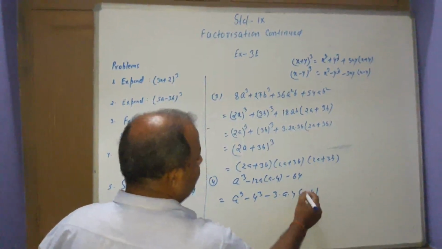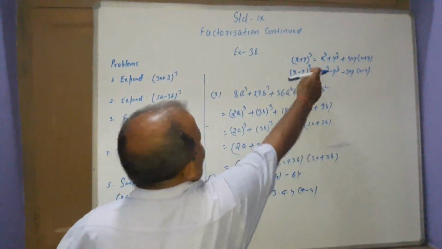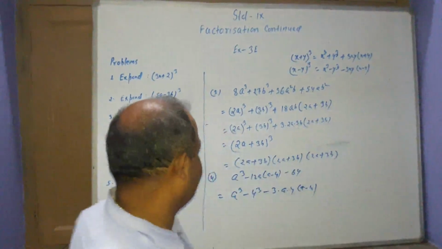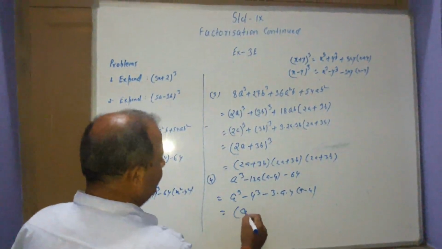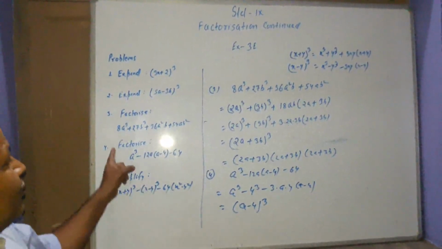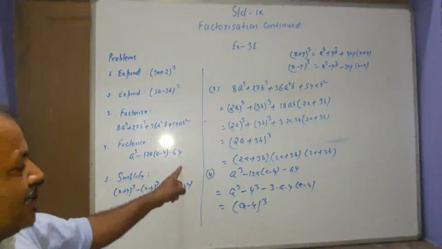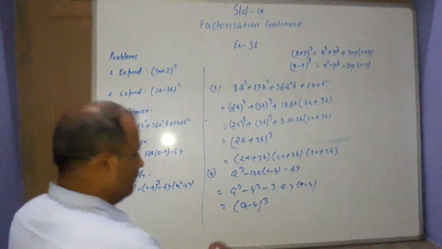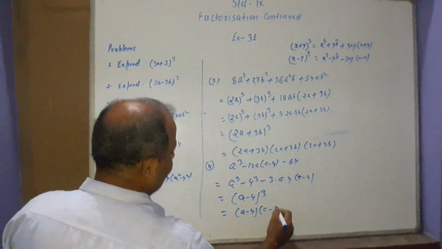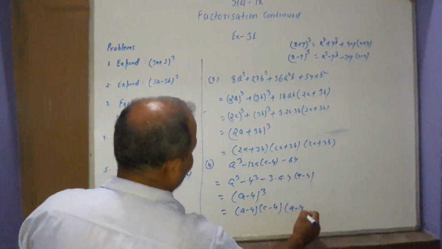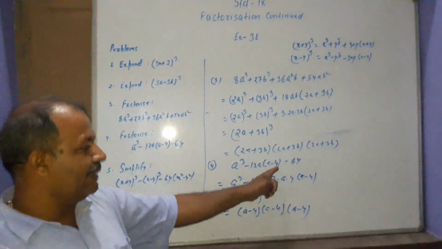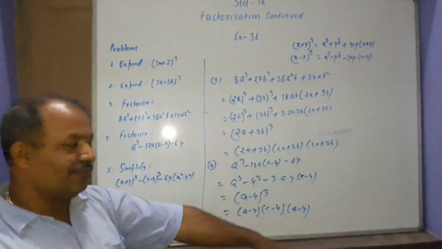See here, it is just like x minus y whole cube. It is of the form of this identity, and therefore we will write cube of a minus 4. Now here we have to factorize this expression, and therefore we have to write it into the factors, that is a minus 4, a minus 4 and a minus 4. This is the factorization of a cube minus 12a into a minus 4 minus 64.